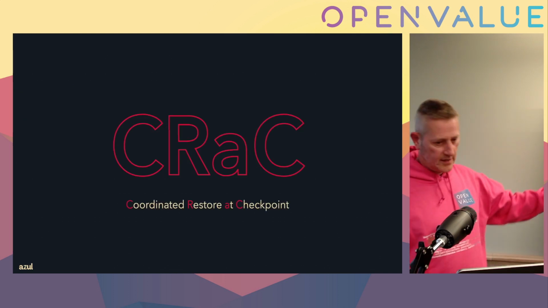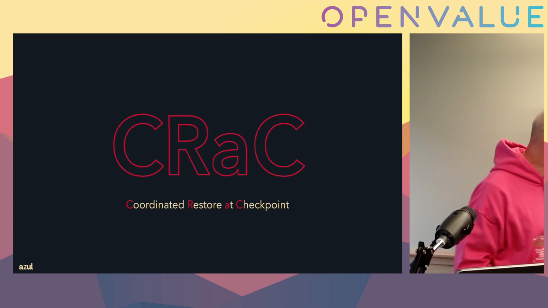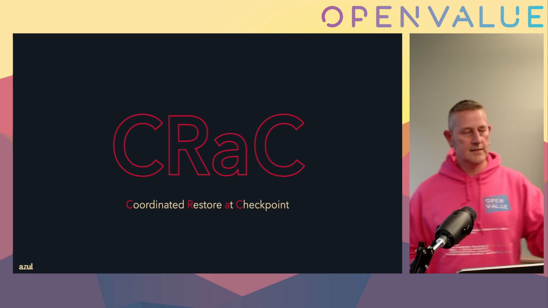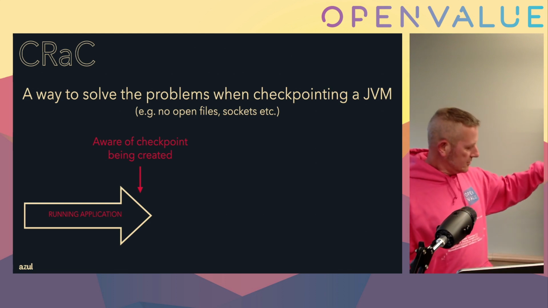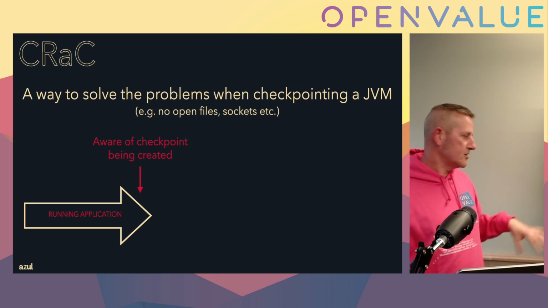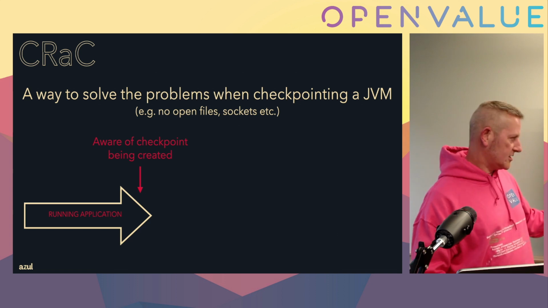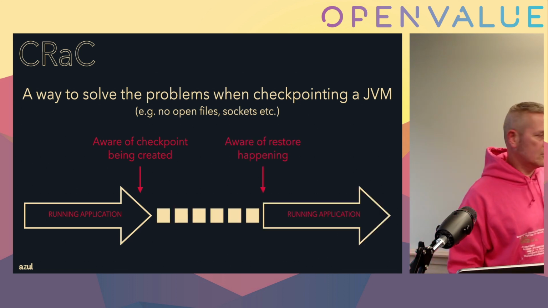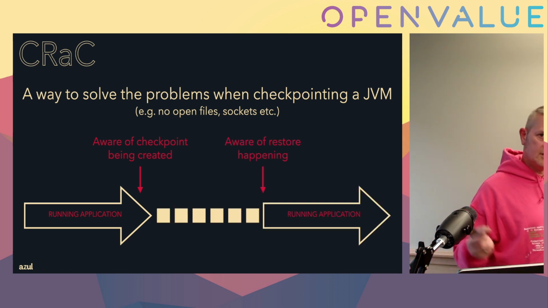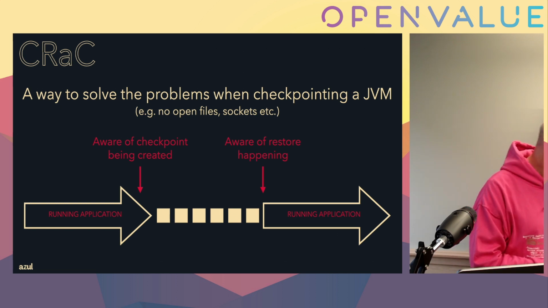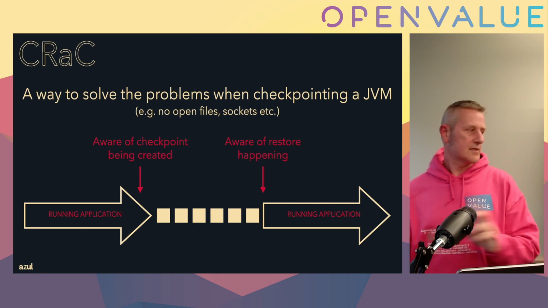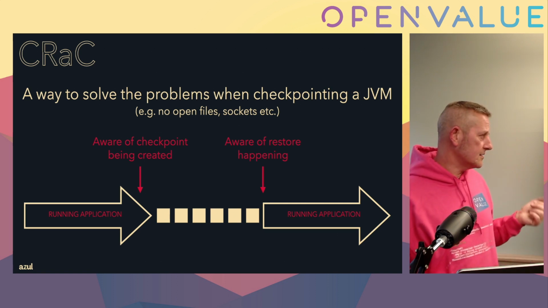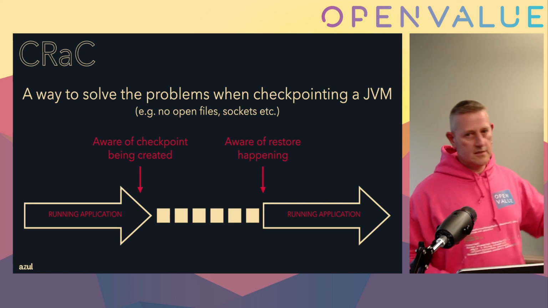And that leads me to CRaC, because this is the Coordinated Restore at Checkpoint. We try to coordinate the checkpoint from the JVM to your application. So the application needs to know when it is checkpointed and also needs to know when it was restored, because then you as a developer have the ability to do something, right? To close resources and reopen them, right? This is the idea, which is mainly open files and socket connections.